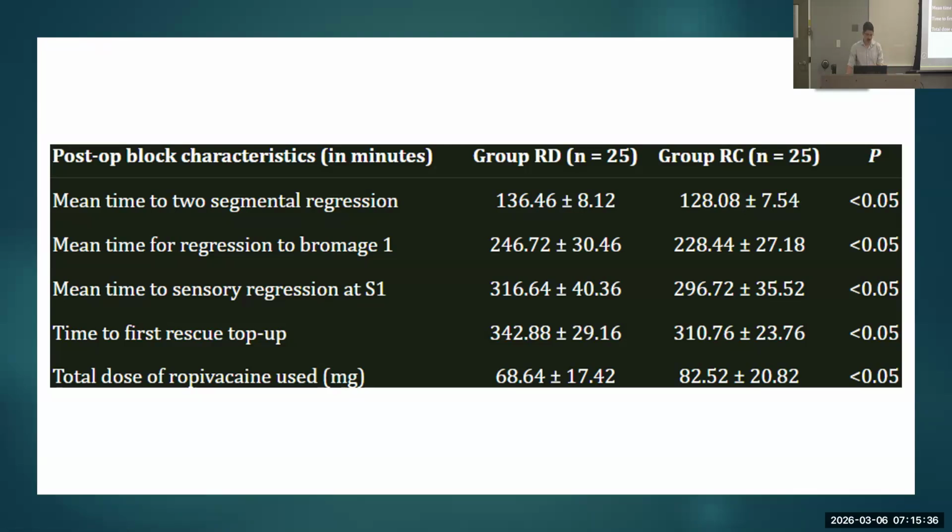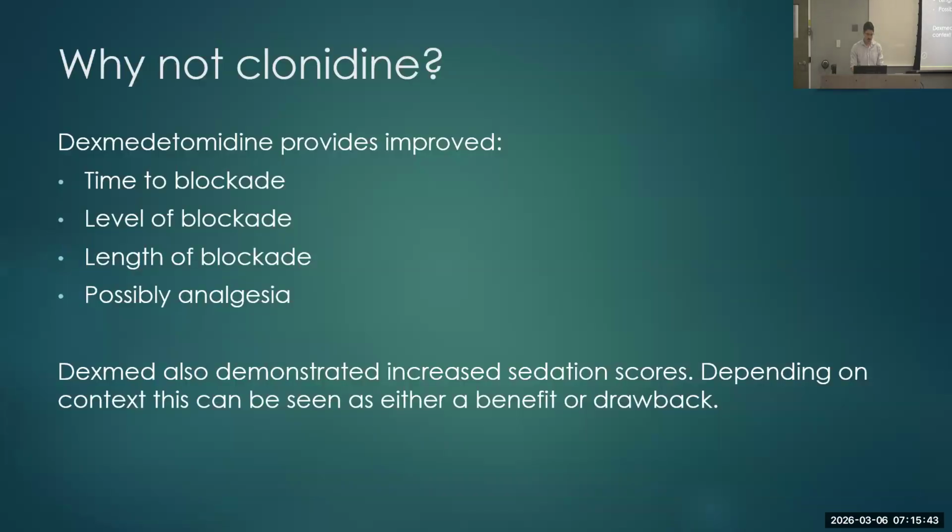And I think that's reflected in the amount of ropivacaine that they actually had to use to keep these patients comfy while they had their epidurals. So why not clonidine? Dexmedetomidine gives you improved time to blockade, level of blockade, length of blockade, and possibly analgesia. Per this study, it also demonstrated increased sedation scores, which, depending on your context, can be a good thing or a bad thing. If you're doing a C-section, maybe not a great thing because you want a patient awake to meet their baby. If you're doing a hip and your patient doesn't want to hear the carpentry that goes on, this might be a good thing. You may not need to run any propofol.